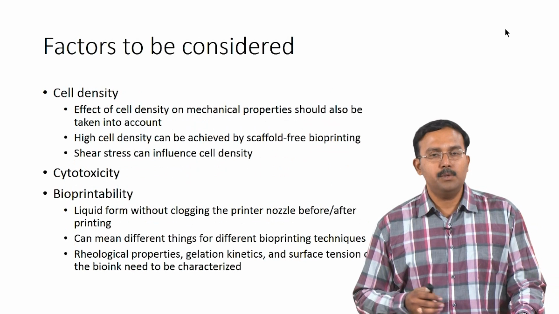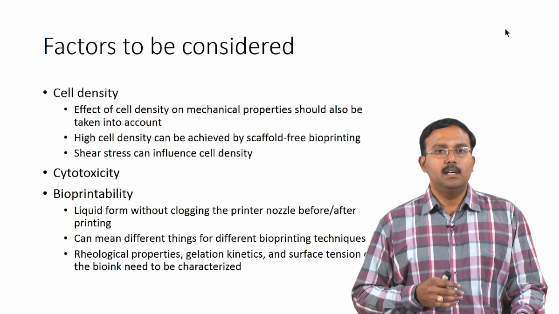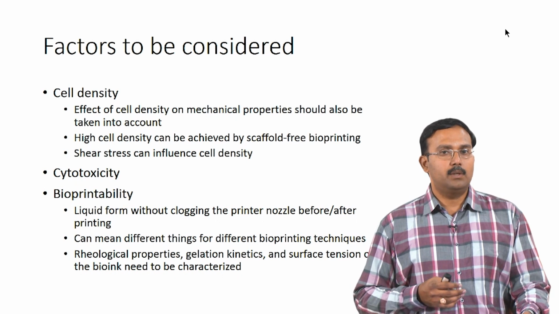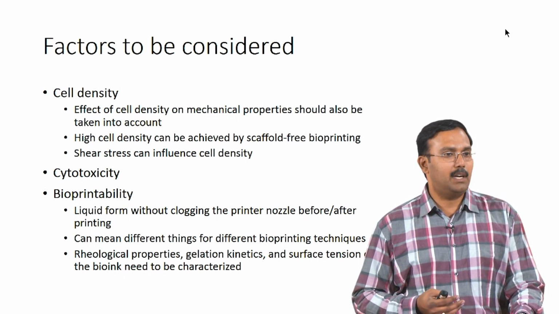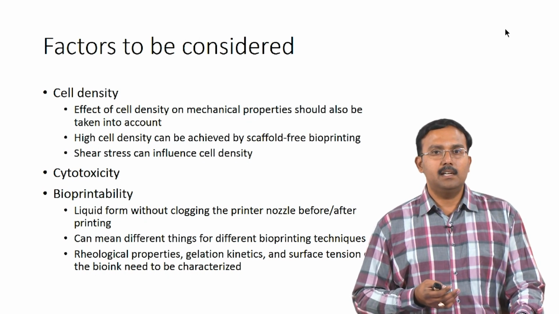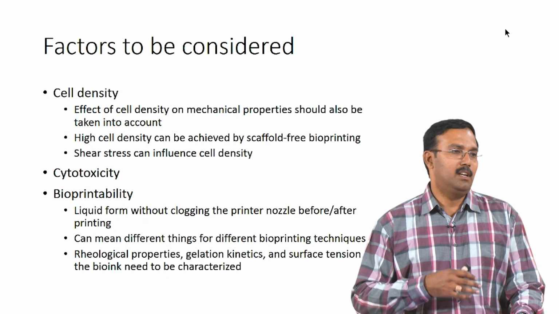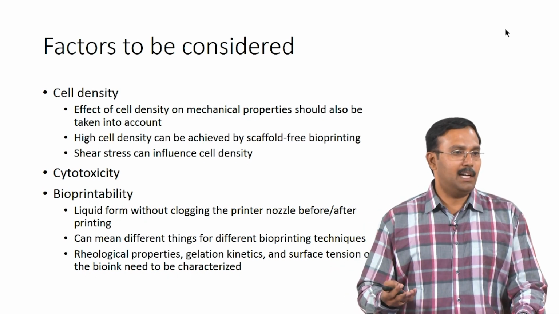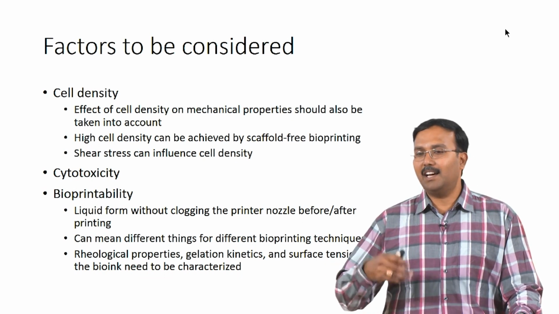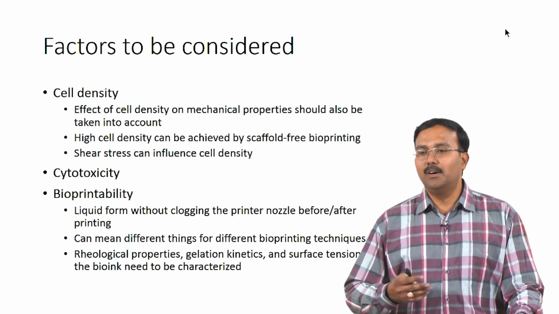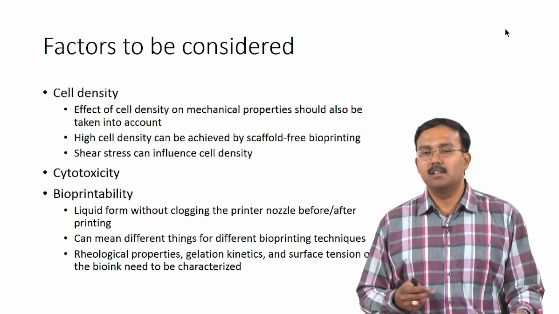The factors which you need to consider while you are preparing a bio ink include the cell density. The effect of cell density on mechanical properties should be taken into consideration. If you have very high cell density, then your mechanical strength is probably going to be low, because the more the polymer, you will actually have better mechanical strength, right. So, if you are going to have a lot of cells, you cannot have a lot of polymer too. So, your mechanical property will come down when you have a lot of cells.